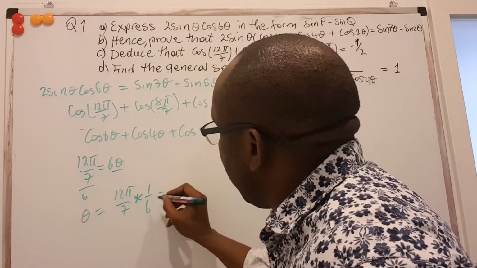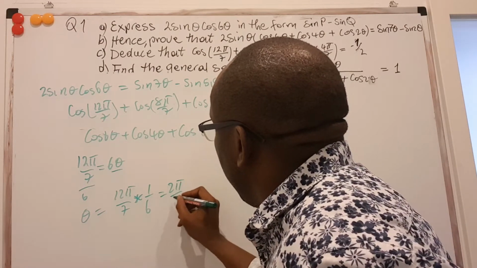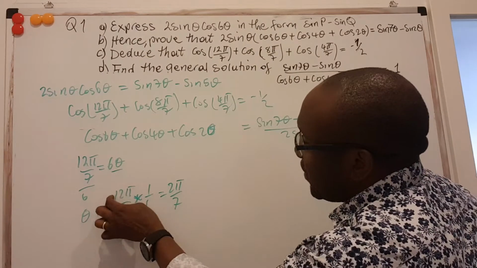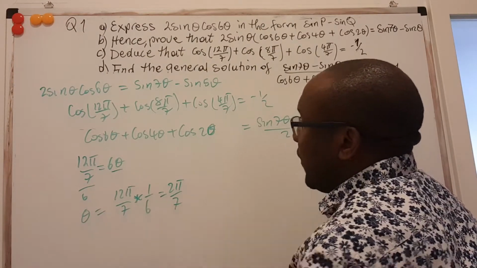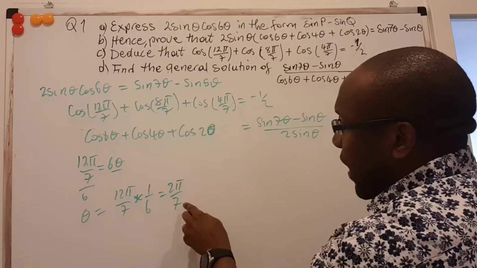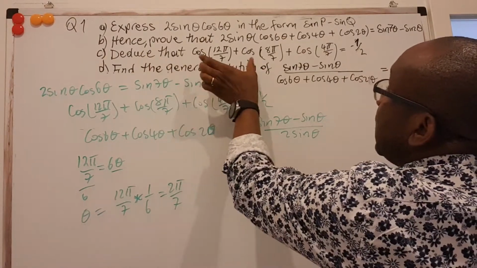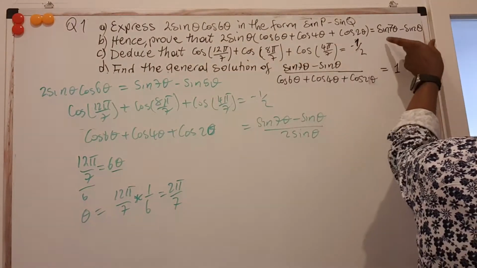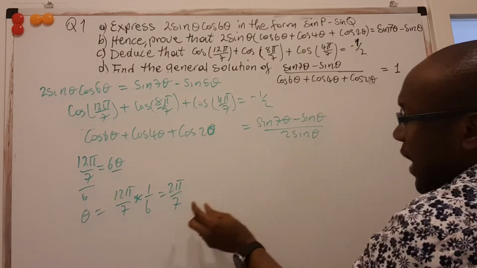So this cancels off, and I have 2 pi on 7. Six into 12 is 2, so that becomes 2 pi divided by 7. So my theta is 2 pi on 7. And because we've shown that this expression can be written like this, and we've manipulated it to this, I can substitute theta into it.